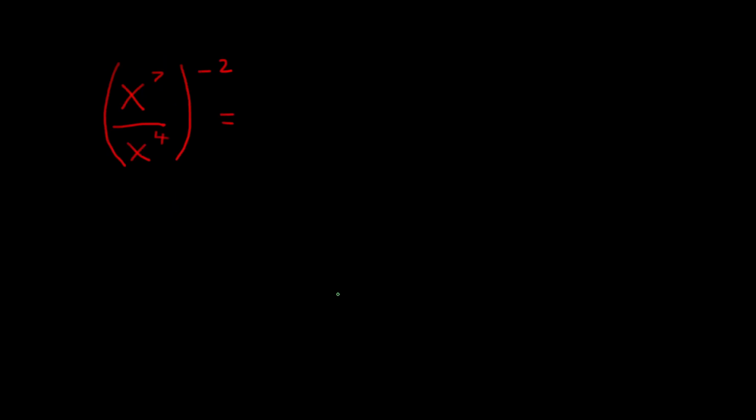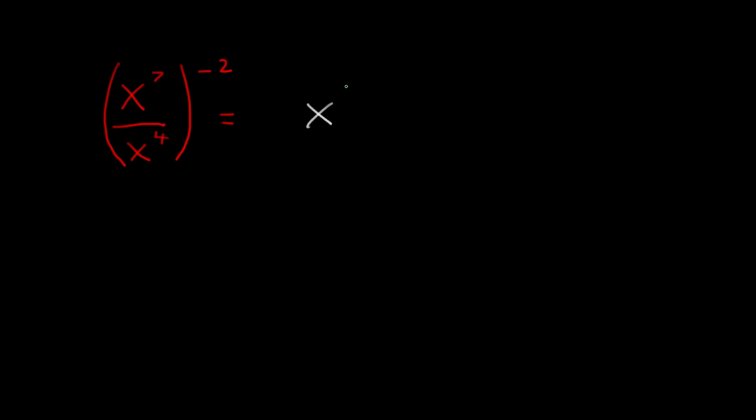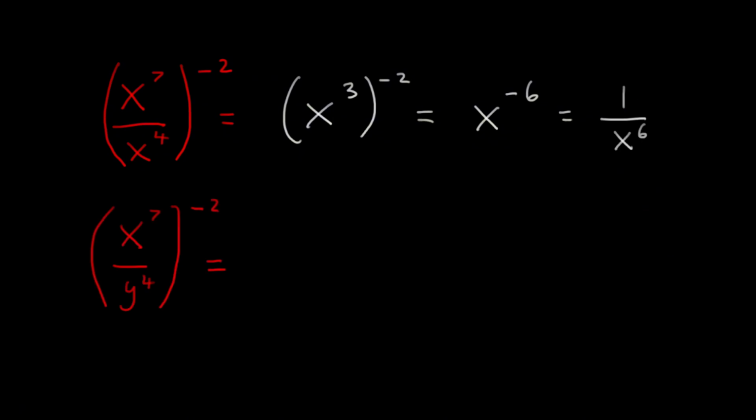Now this is where it gets more complicated and you have to start deciding which rule do I apply first, what's going to make the question the easiest. In this case, I recommend dealing with what's going on inside of the brackets first. x to the power 7 divided by x to the power 4, subtract the exponents. So we're going to get x to the power 3, and now we can just simply multiply the exponents together. And then we want to get rid of the negative exponent, and we get 1 over x to the power 6.